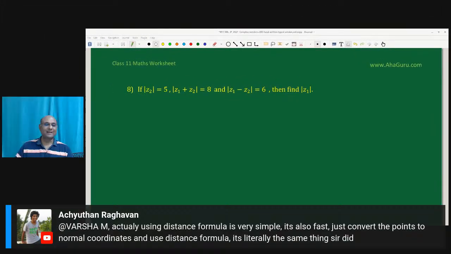Distance formula. Achyutan, I know you can use the distance formula and it's quite simple. But the idea here is... otherwise, I don't have to give you that question at all. I can directly go to a harder question. So basically, I have just made sure that you do one or two simple ones, so you get the concept clearly. That's all.